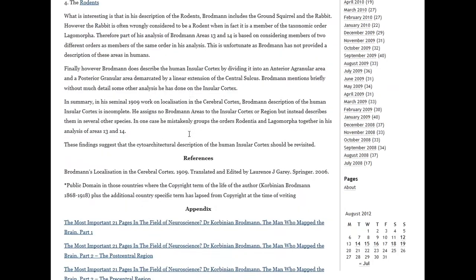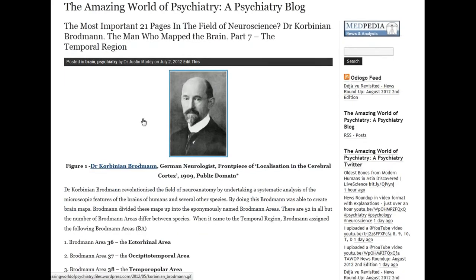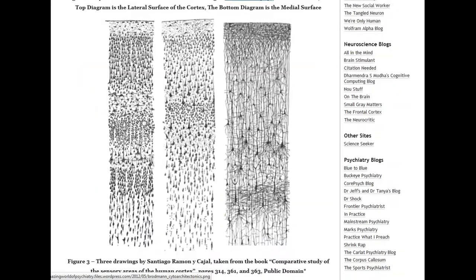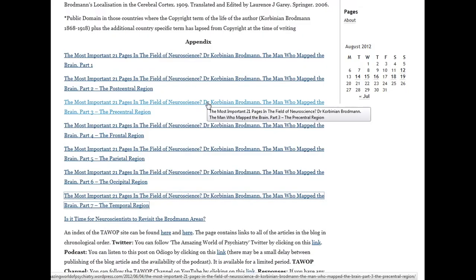If you go down to the bottom of the post, I've got a link to another post I've written on the temporal region, which I can quickly show here. So this is the description, and you'll see the para-insular area.